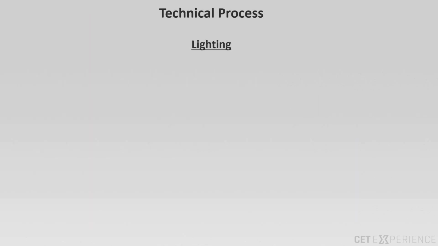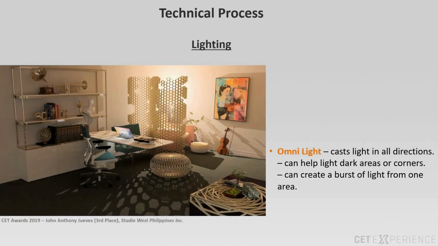Thanks, Kate. Now let's proceed to lighting. Lighting creates the overall mood and atmosphere of the space. It's important to set this one right since everything else may or may not be seen depending on your lighting. There's a lot of lightings found in CET, but we'll focus on just a few you can utilize quickly in your renderings. So first is omni light.